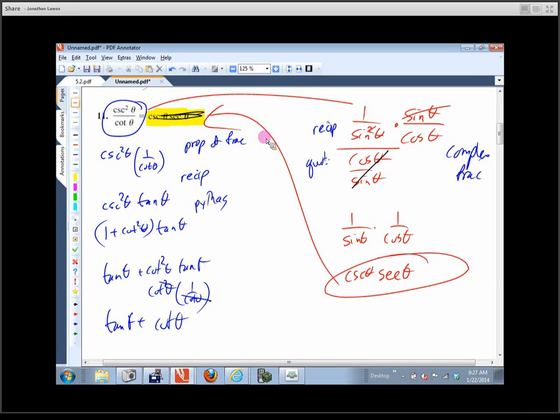So if you get stuck, writing things in terms of sines and cosines can really be helpful because they're the building blocks for all of the other identities. On this one, it works out pretty darn slick. Hopefully that's pretty easy to see. Any questions on that one?